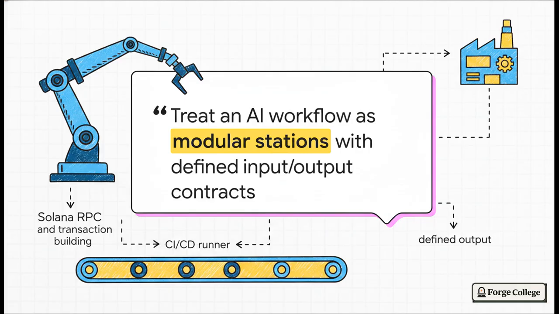So imagine your Solana RPC calls and transaction building are the physical mechanical arms. Your AI models, those are the specialized robotic stations, transforming inputs based on very explicit prompts. And your CI/CD runner is the conveyor belt that keeps the whole shebang moving in perfect sequence.